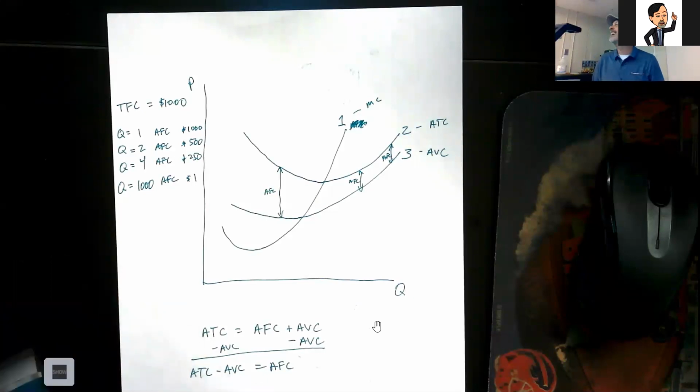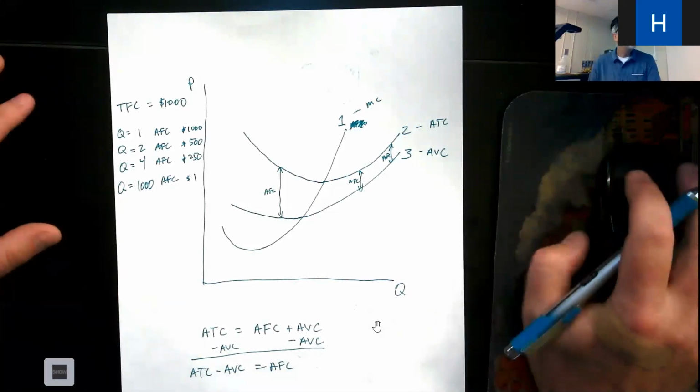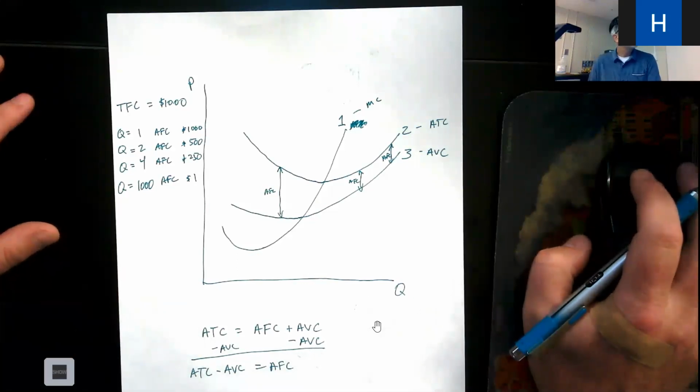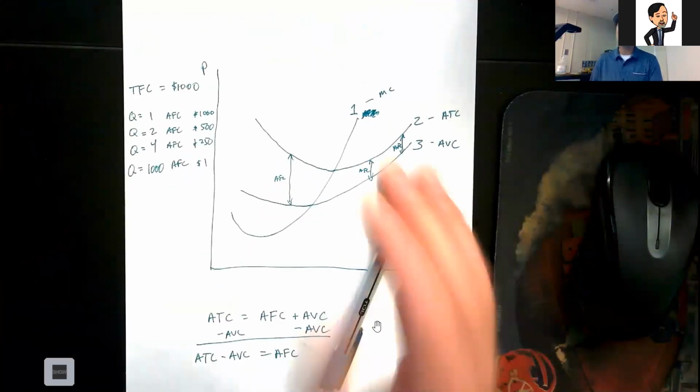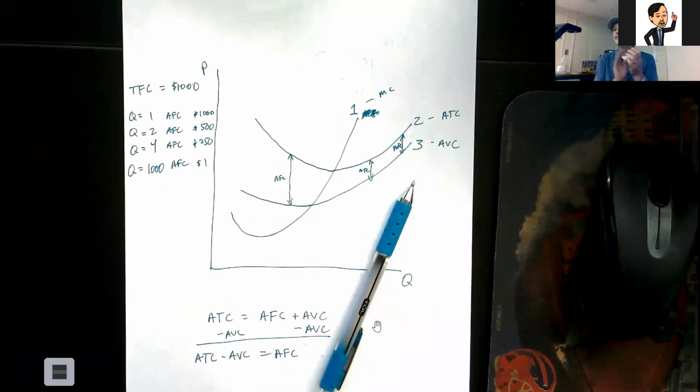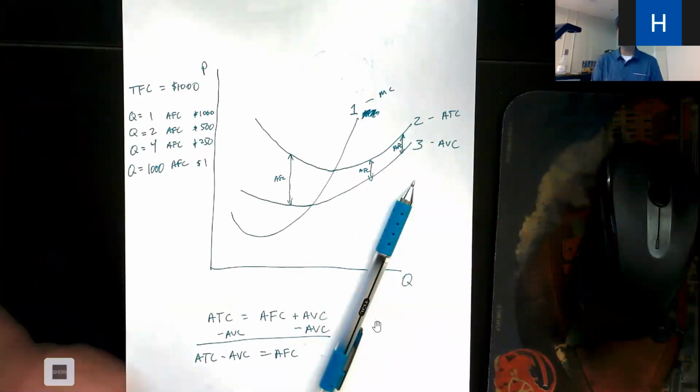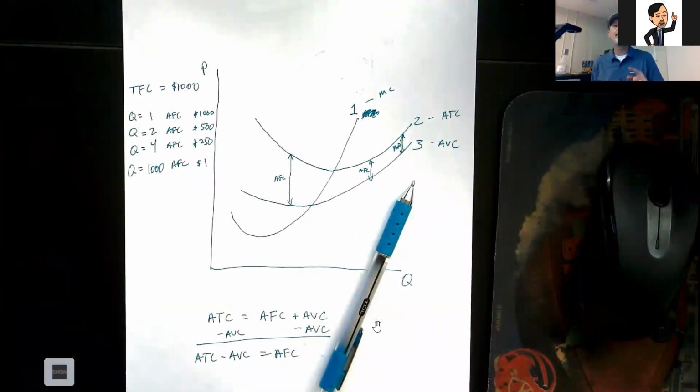Yes, Mr. Dollar. So is that why the vertical distance gets smaller and smaller? Ladies and gentlemen, let's give a little round of applause for Hirsch Mather, everybody. Hirsch Mather, that is 100% correct. That's why the vertical distance between ATC and AVC gets smaller and smaller, because we are dividing up those total fixed costs by a greater and greater number of units of output.